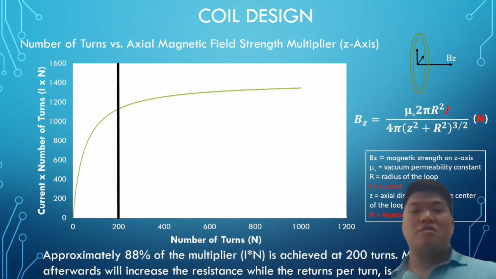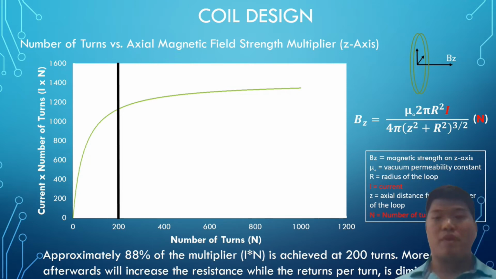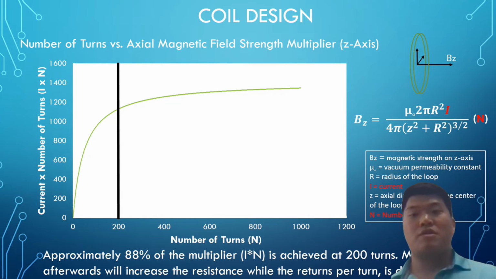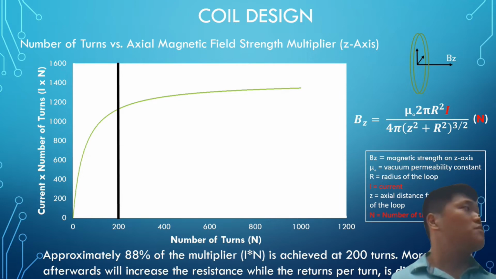And as you can see on this curve, it starts to level off after a certain point. What that tells you is that after a certain point, every additional turn doesn't return the same result. So that point, I decided to be 200 turns, because at 200 turns, approximately 88% of the multiplier is achieved.